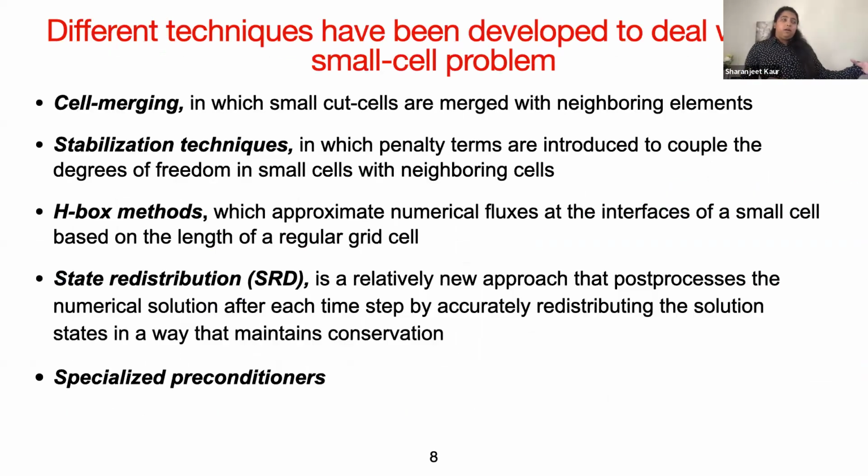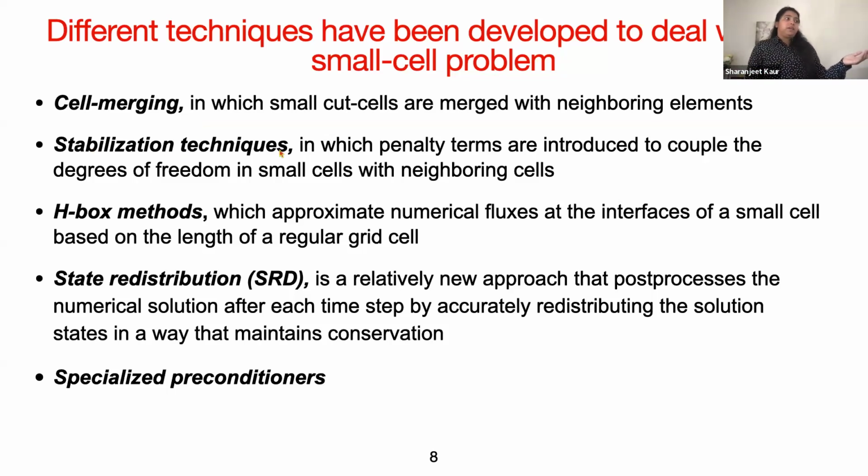Okay, although different techniques have been developed to deal with the small cell problem. The first one is cell merging, and it is the most popular one, in which they merge small cut cells with the neighboring elements. However, the criteria, like when a cell should be considered small enough that it should be merged with a neighbor, is not always straightforward.